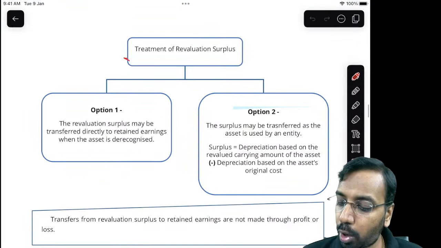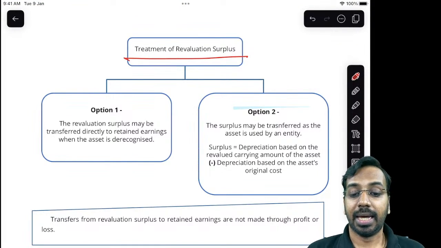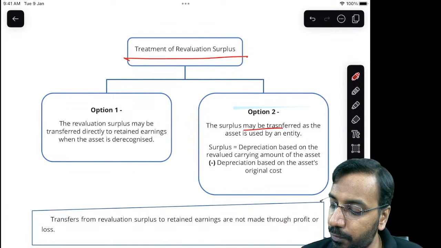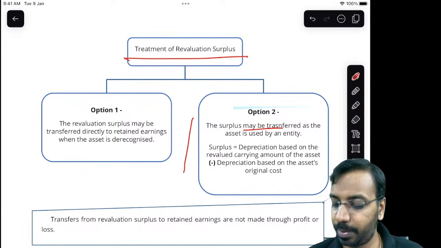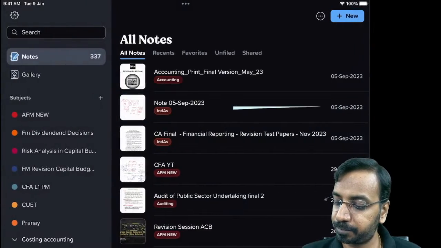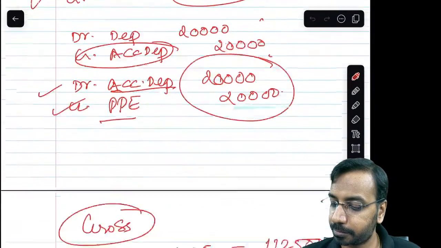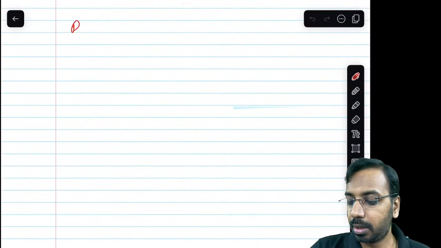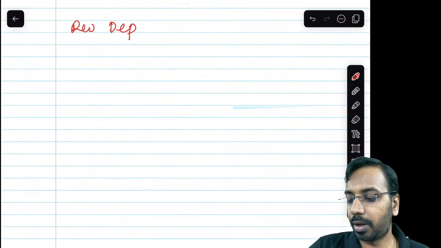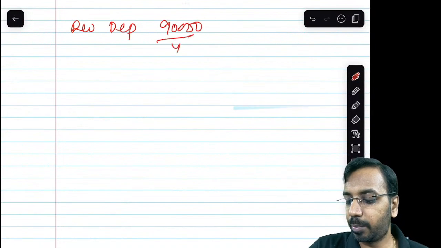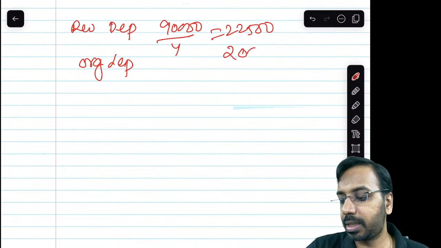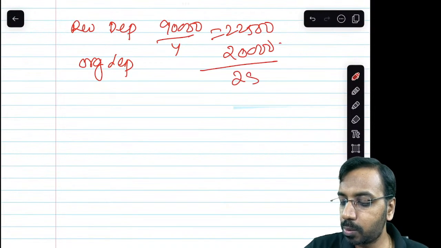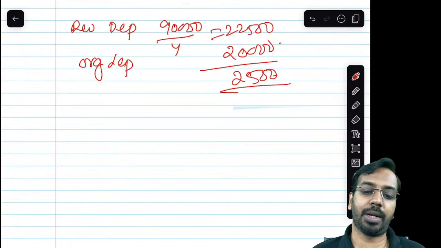Then, what do we do with the revaluation surplus? Revaluation surplus you can transfer to the retained earnings on a year-to-year basis. That is, revised depreciation for us was 90,000 divided by 4, which is 22,500. Original depreciation for us was 20,000. So 2,500 is the extra depreciation.